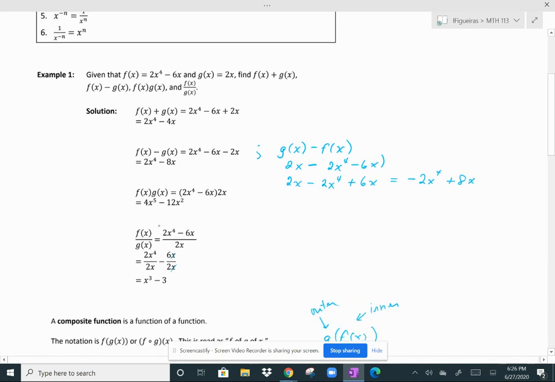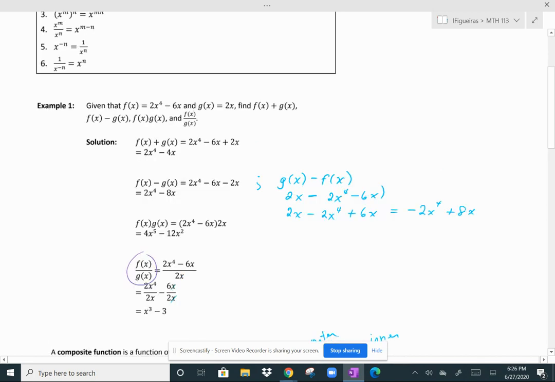Now we're on our division, and when we're dividing, we're going to be using rule number 4, which says to subtract the exponents. But before I do that subtraction, I show you here that I am separating each term in the numerator and dividing it by the monomial 2x. So I have 2x to the fourth over 2x minus 6x over 2x. So the first term, 2x to the fourth over 2x, well, the 2's cancel. And x to the fourth over x leaves me with x cubed when you subtract the exponents. And with the second term, the x's cancel, and 6 divided by 2 leaves me with minus 3.